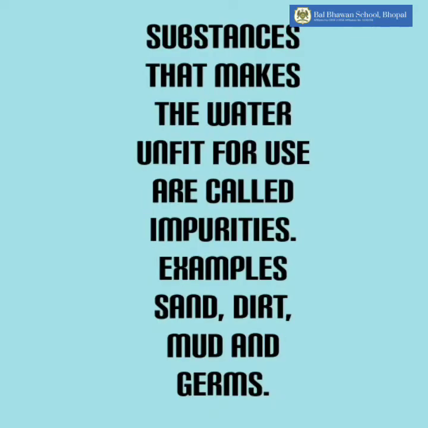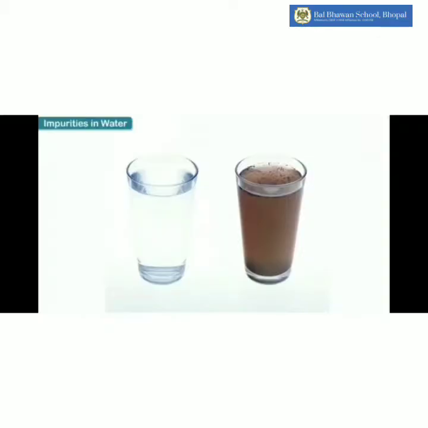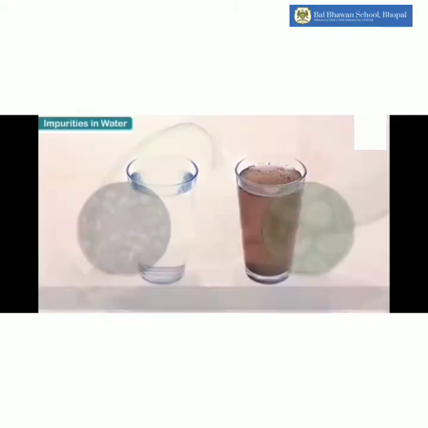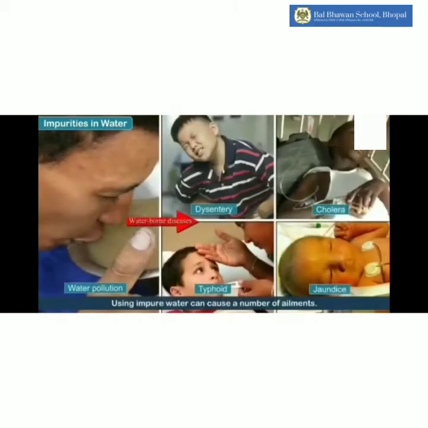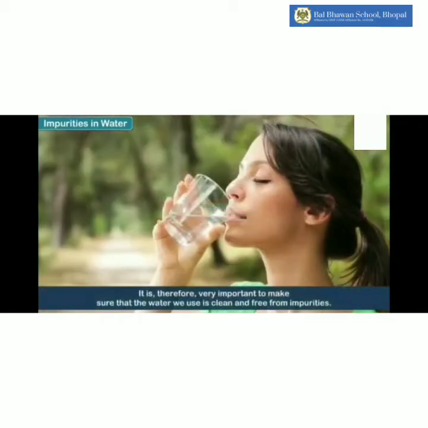But this water may contain substances that make it unfit for use. We call them impurities. Now you can see there's clean water and impure water. The water that we get has certain impurities, though they may not be visible to our naked eyes, but they are there. If you drink this polluted water, then you might get many diseases like dysentery, cholera, jaundice, typhoid. It is therefore very important to make sure that the water we use is clean and free from impurities.